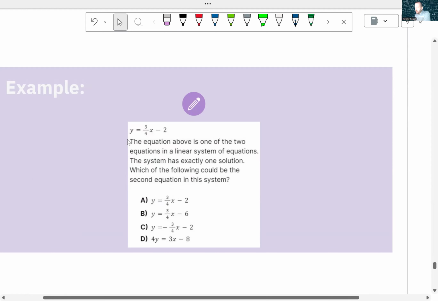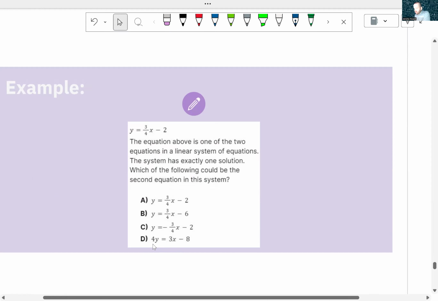So here they give us an equation. It says the equation above is one of the two equations in the system, and it says the system has one solution. Which one of these could be the second equation? So A, definitely not A. That's the same equation, same two equations. That would be infinite. We're looking for one that has one solution only.